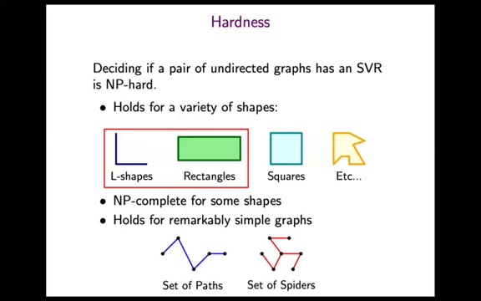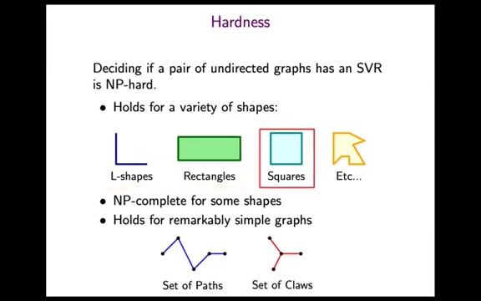In particular, for L shapes and rectangles, one graph is a set of disjoint paths, and the other is a set of disjoint spiders. And in the case of unit squares, our graphs get even simpler. One graph remains a set of disjoint paths, and the other becomes a set of disjoint claws instead.